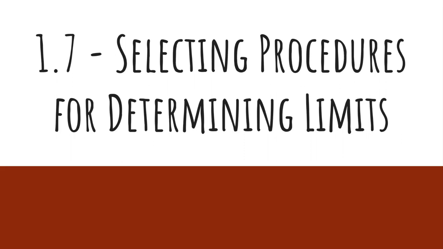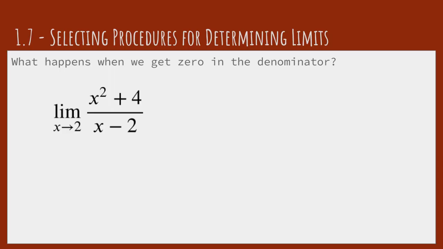At this point, we've talked about a variety of strategies for evaluating limits. So given any particular problem, we're going to need to know which of those strategies we're actually going to use. So I want to look at a couple examples here where the denominator is approaching zero and how that's going to affect how we approach that problem.